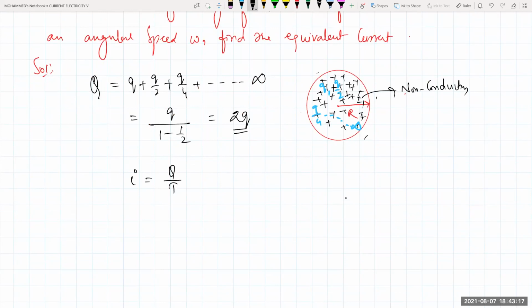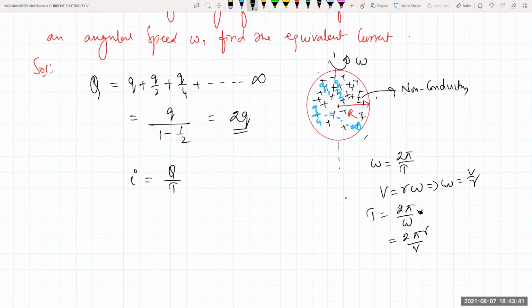When it is rotating with an angular velocity of omega, I told you omega will be equal to 2 pi by capital T. The relation is V equals R omega. So T is equal to 2 pi by omega, and omega can be written as V by R, so T is 2 pi R by V. Or else I can directly write in terms of omega: T is equal to 2 pi by omega. That is equal to Q divided by 2 pi by omega.